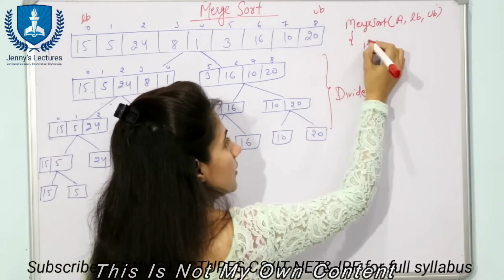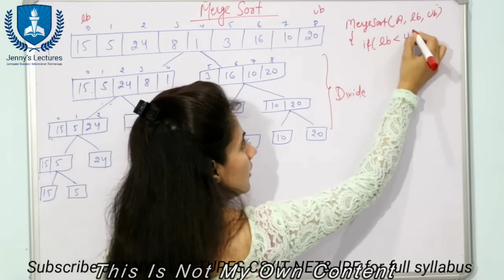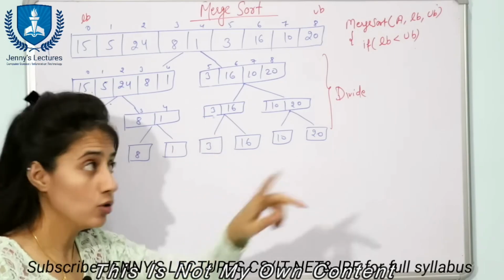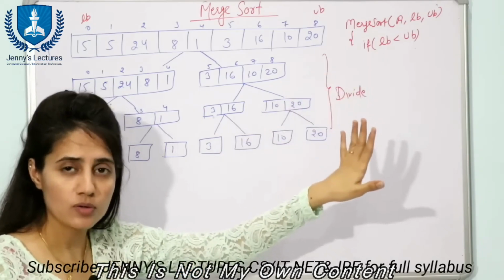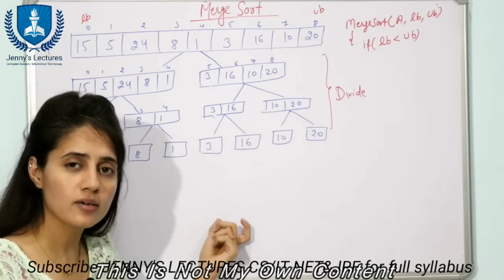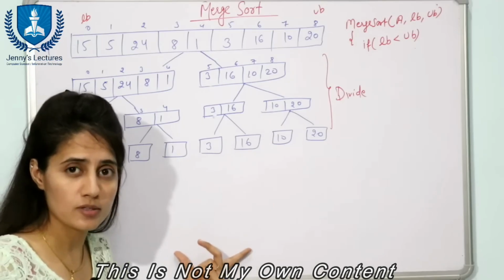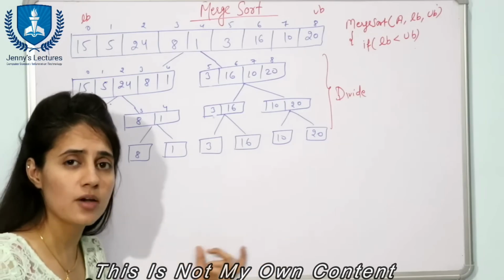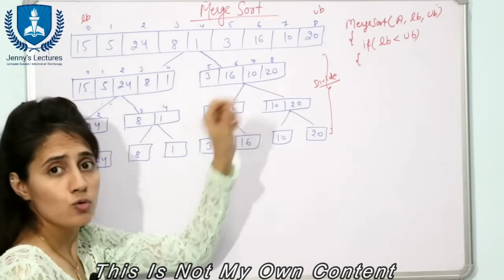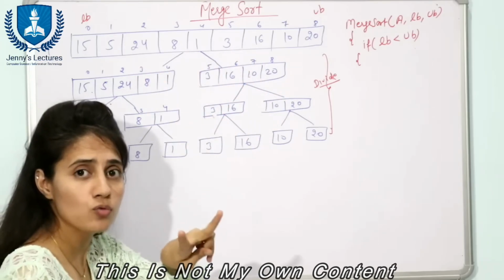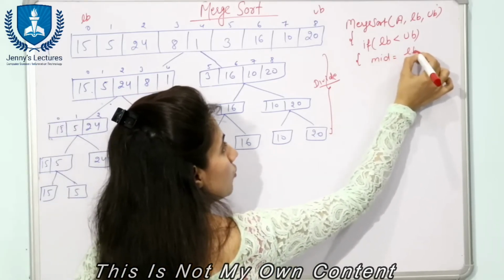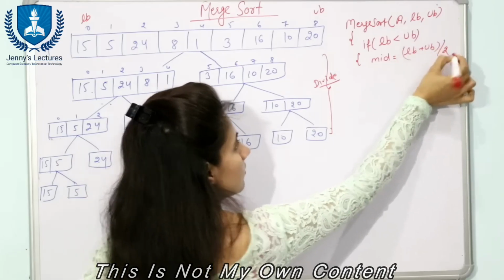If the lower bound is less than the upper bound, it means the array has at least 2 elements. If 2 elements are there, then you divide that particular list into sublists, until each sublist has only 1 element. If this condition is true, next we divide the array into 2 equal halves. For that you have to calculate the mid element. Mid is equal to lower bound plus upper bound divided by 2.